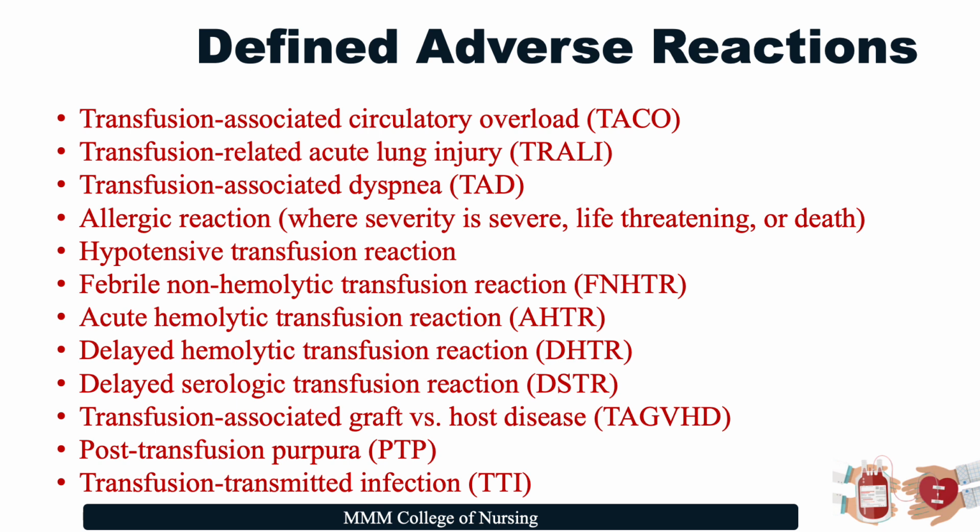Let's look at the defined adverse reactions that can occur during a transfusion or after. The first one is TACO, which is transfusion-associated circulatory overload, which is a transfusion reaction caused by rapid or excessive transfusion volume leading to acute pulmonary edema and heart failure. The next is TRALI. It is an acute, non-cardiogenic lung injury occurring within 6 hours of transfusion, characterized by hypoxemia and bilateral pulmonary infiltrates. TRALI stands for transfusion-related acute lung injury.